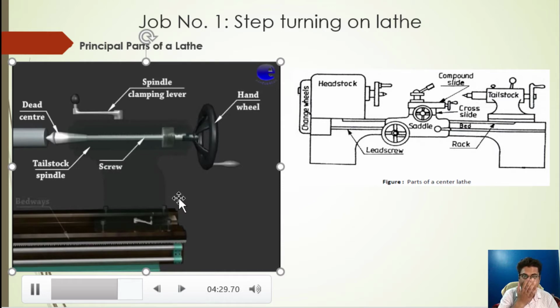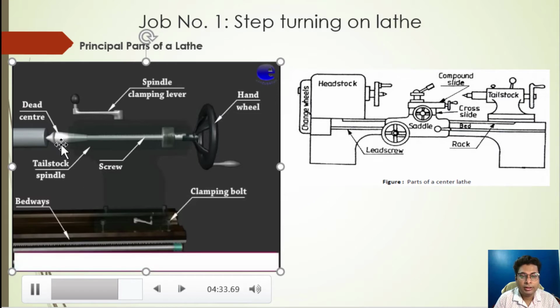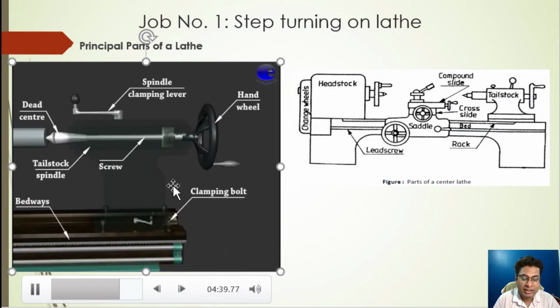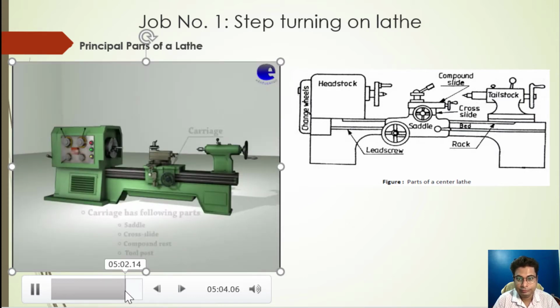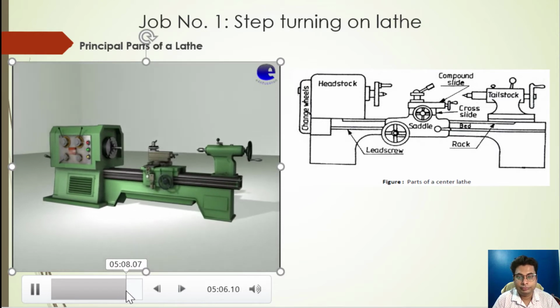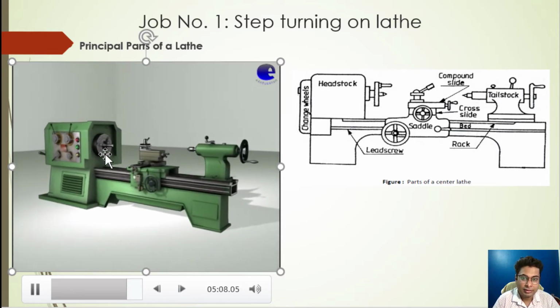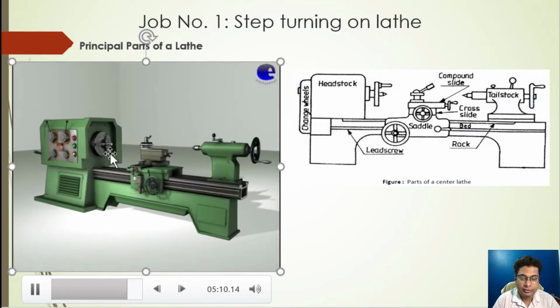Special types of tools may be attached to this tailstock in order to perform machining operation. For example, a drill bit may be attached to the tailstock in order to perform drilling inside the workpiece. See, the chuck is rotating with a workpiece attached to it.